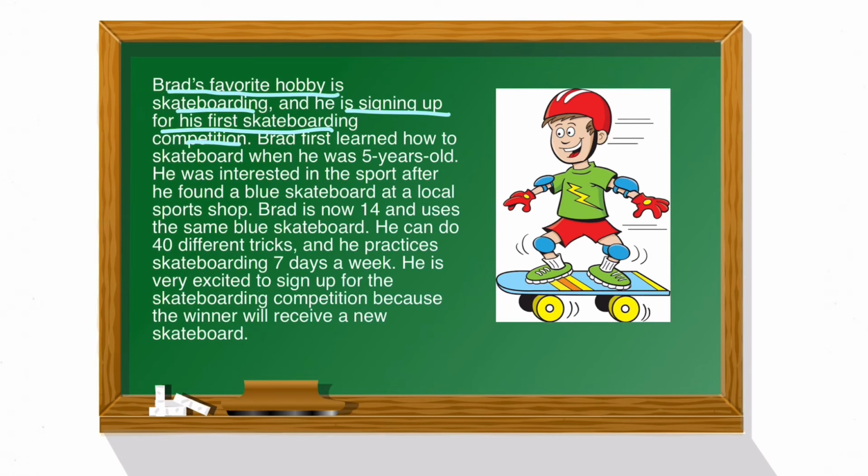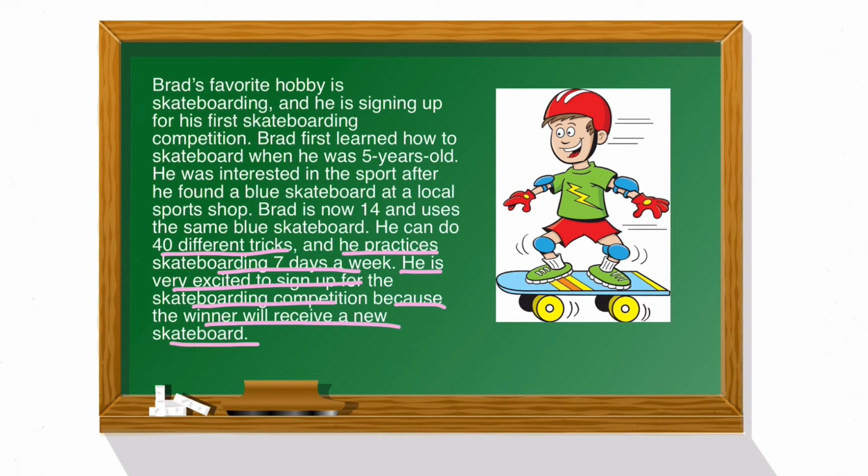Now, let's work on identifying the key details. Go ahead and pause the video and try to find the key details. And when you are ready, unpause the video. Did you say that the key details include that he can do 40 different tricks, he practices skateboarding 7 days a week, and that he is very excited to sign up for the skateboarding competition because the winner will receive a new skateboard? If so, you are correct.